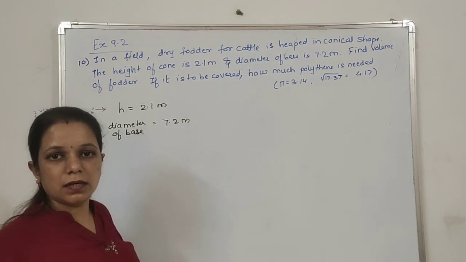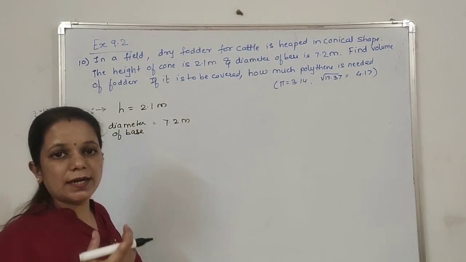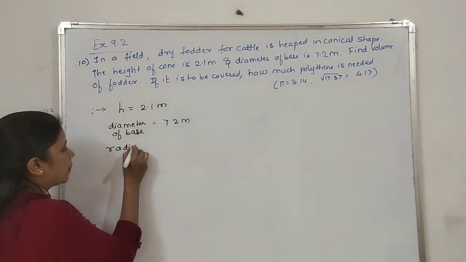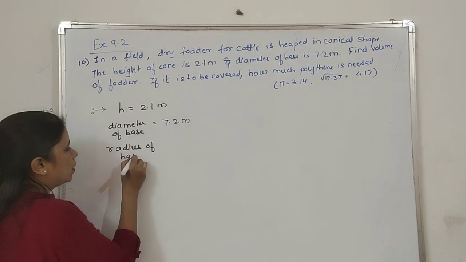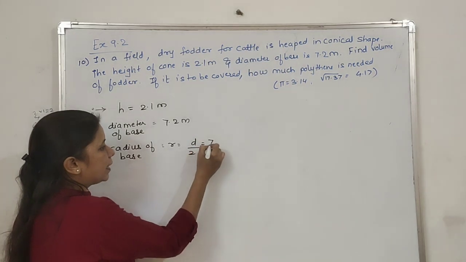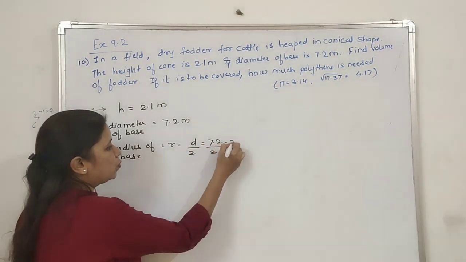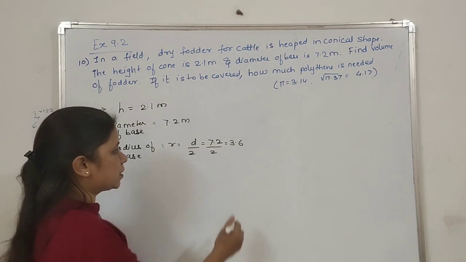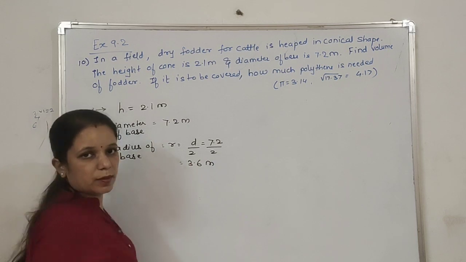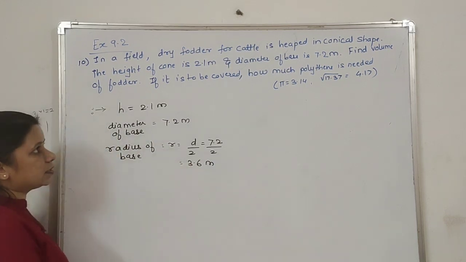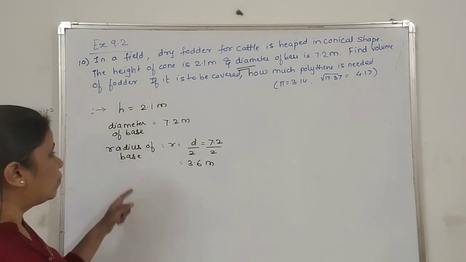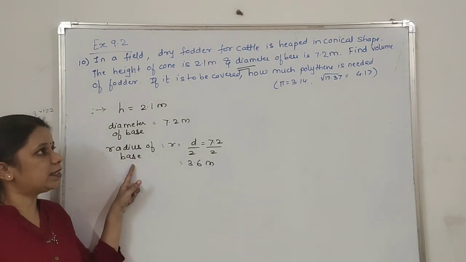Now when we want to calculate the radius from the diameter, it is half of the diameter. So radius of base r is equal to d by 2. That will be 7.2 by 2, and that is 3.6 meter. So I'll just write it down here, 3.6 meter. So that will be the radius. This is the first trick in the problem. The diameter is given to you, and from that we need to calculate the radius.